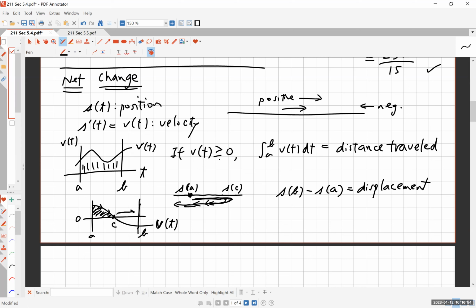And then from here to here, it's going in the negative territory. But if this whole integral happens to be 0, in other words, if this area cancels out this part, then you end up with the same position. Okay, so the point is this integral, which is of course S of B minus S of A, right? This is the displacement.